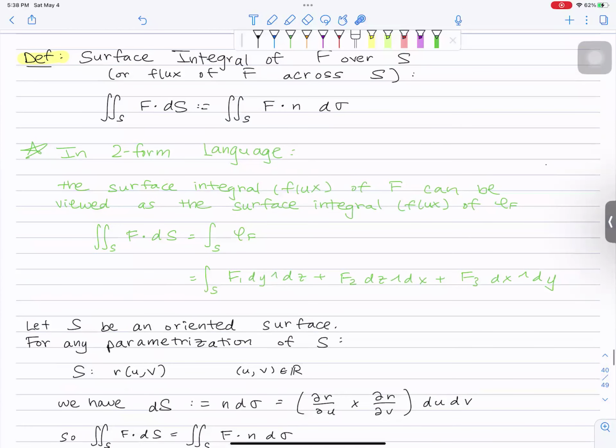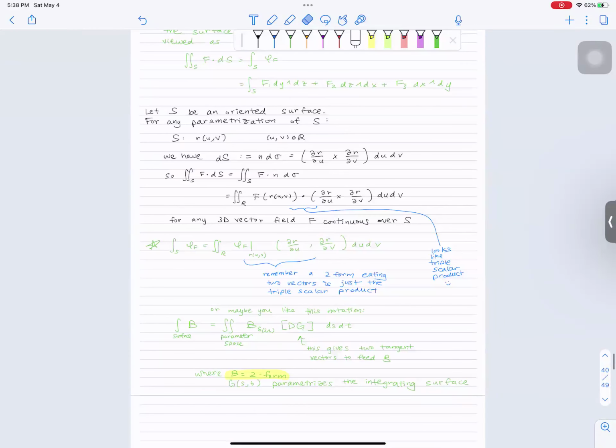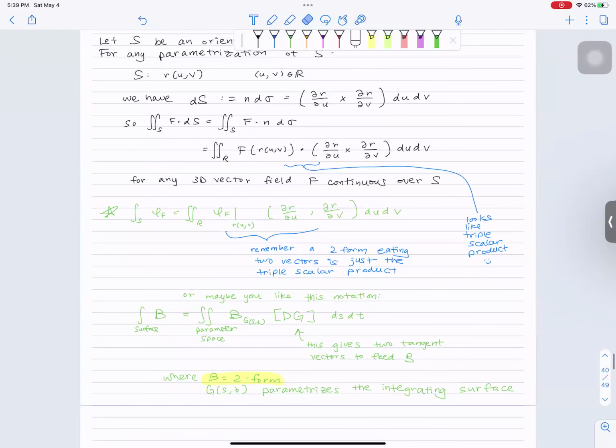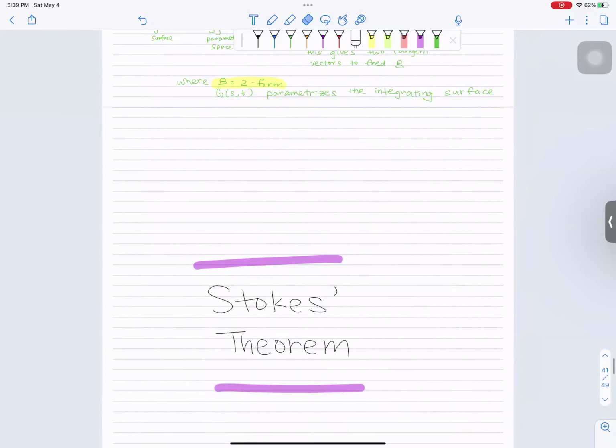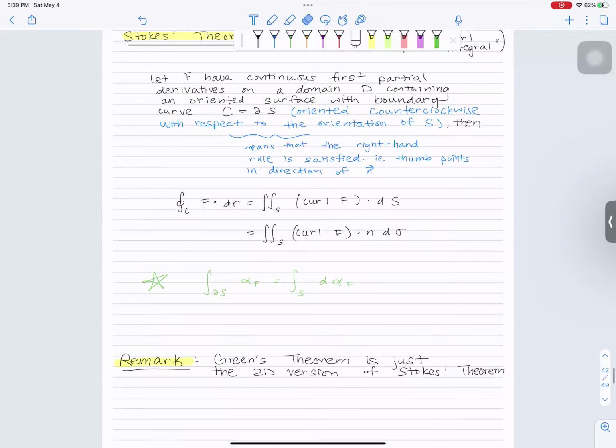So in the two-form language, the surface integral or flux of F can be viewed as the surface integral of its associated two-form. So if you're trying to find the integral of this flux two-form, then you can find the integral of f1 dy dz, f2, you write it like this. Let me see if I have an example. I don't have an example, but I think there's a lot in the Calc Blue book. So let me move on to Stokes' theorem.